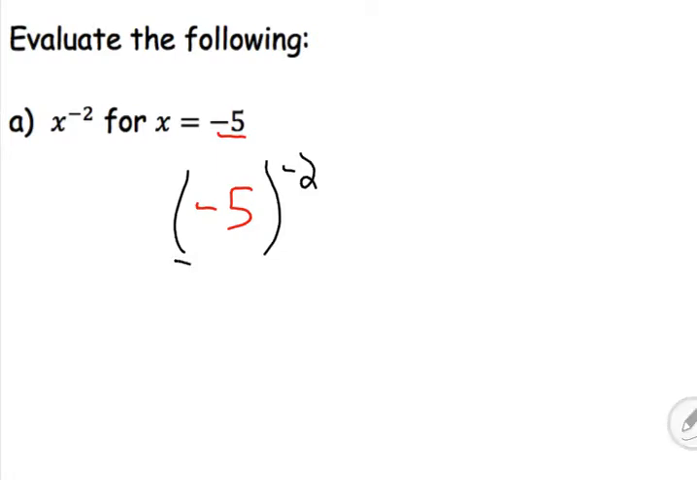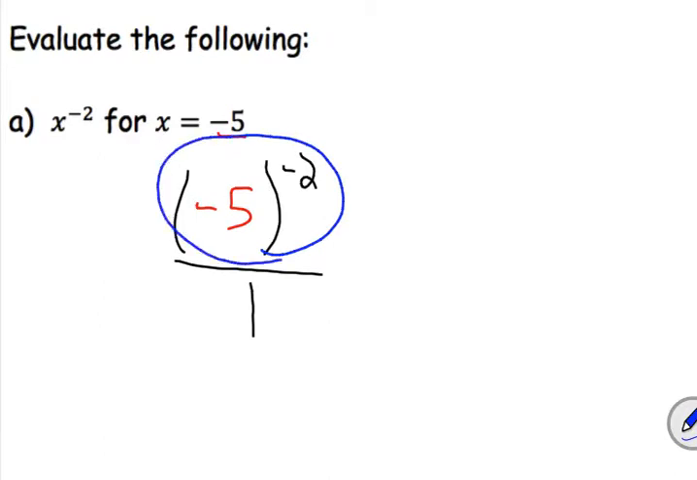So here I recognize I have a negative power. Since there is no fraction, I'm going to make it a fraction over 1. Circle whatever the problem is. So my problem is the negative 5 to the negative 2. And again, it's a problem because it has a negative 2 as the power, not the negative 5. That has nothing to do with the problem.